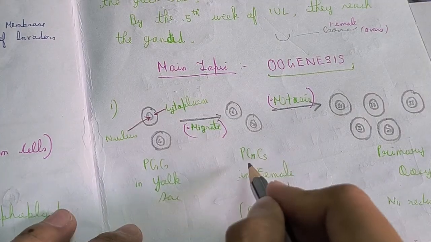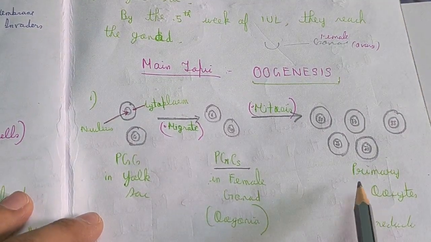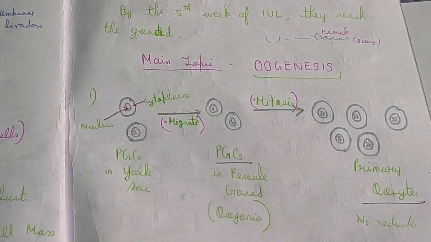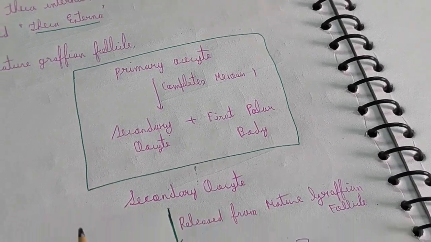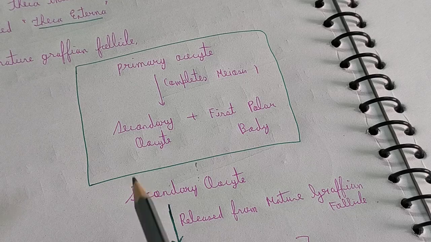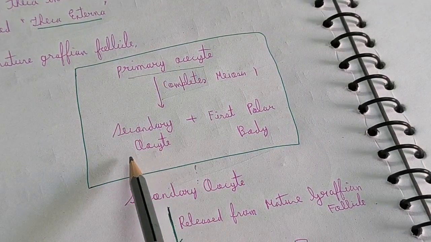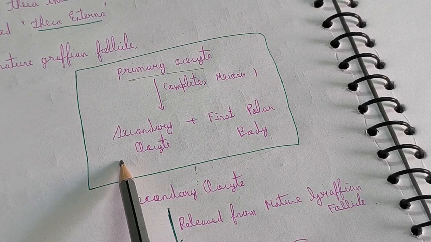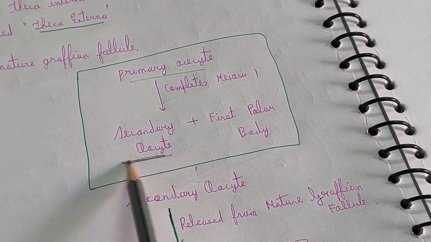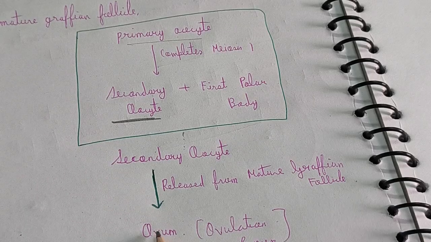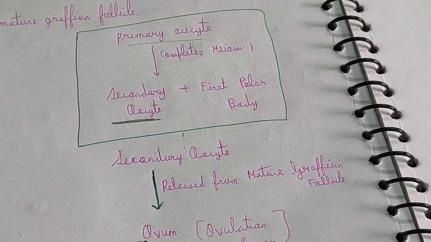Basically three parts: you have primordial germ cells, you have to remember, and the primary oocyte. Now inside the mature Graafian follicle, you can see that this primary oocyte completes its first meiosis to form the secondary oocyte. This you have to remember, the secondary oocyte, and then the mature ovum is released.